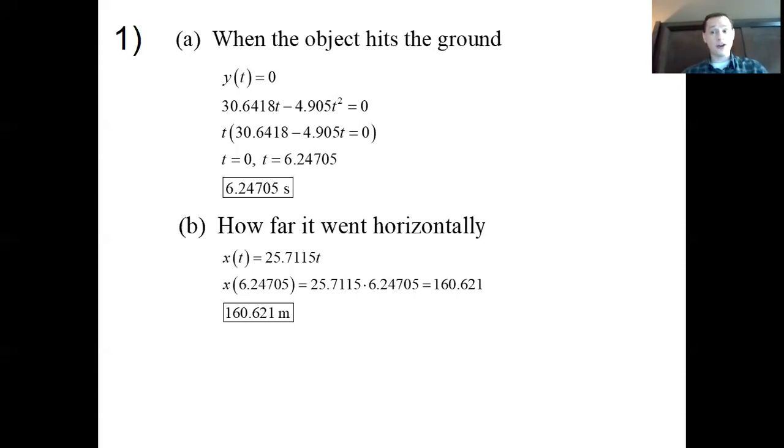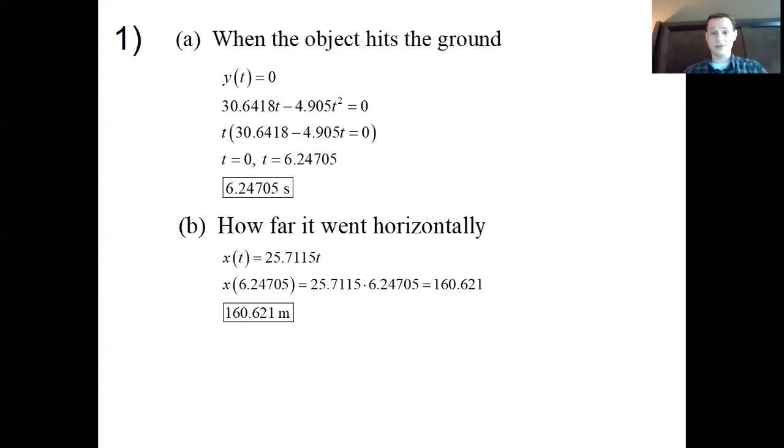Now, how far did it go horizontally? Well, that is also about when it hit the ground, and I'm trying to find how far it went in the x direction at that time. So you bust out your equation for your x position. X of t is 25.7t. You plug in that time, which is 6.24-ish, and you get that x is 160.62-ish. So how far did it go? 160.62-ish meters.